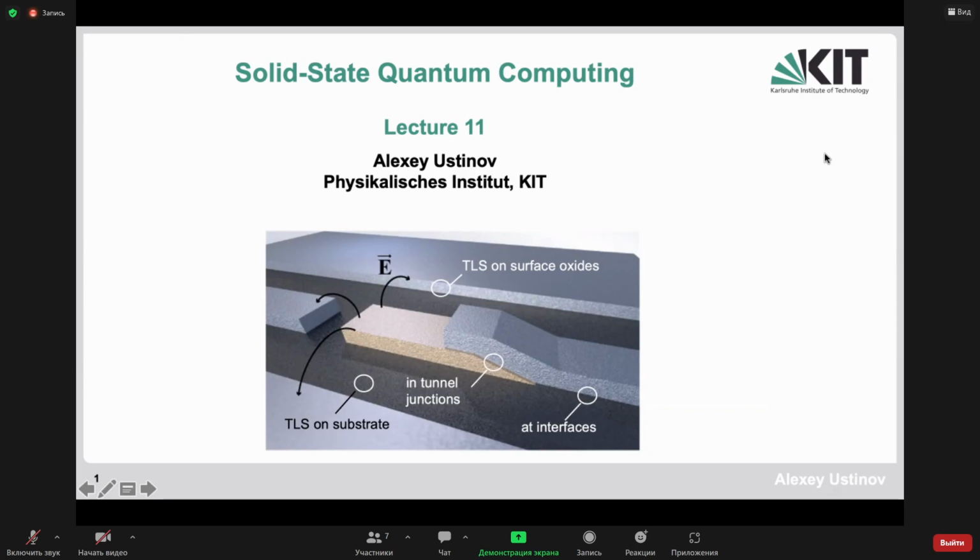Всем доброе утро. Народу еще немного, давайте подождем пару минут еще. Скажите, меня слышно, презентацию видно? Да. Доброе утро, все хорошо.